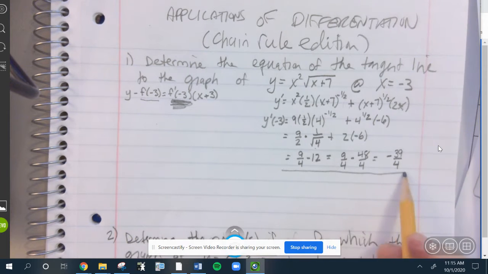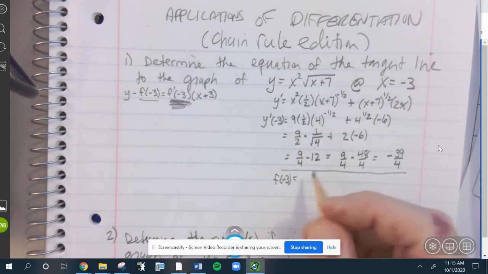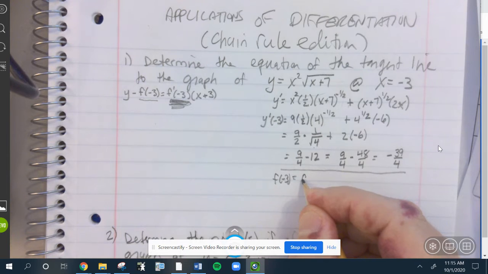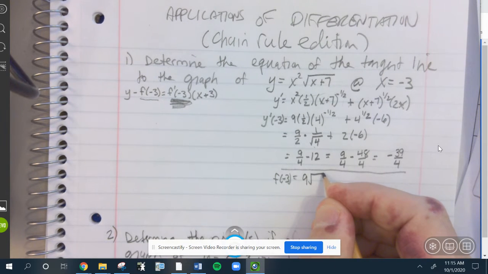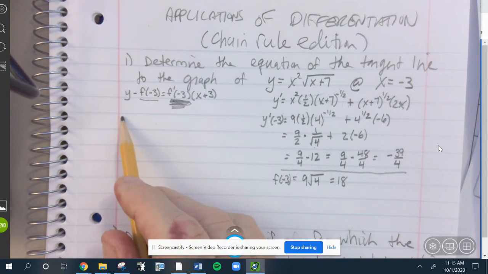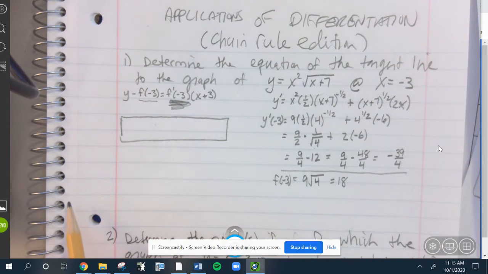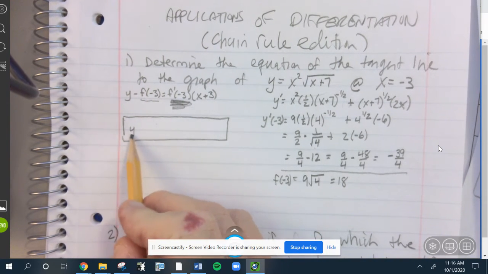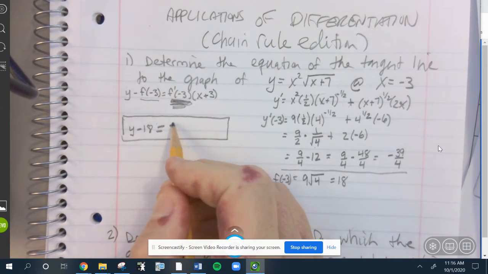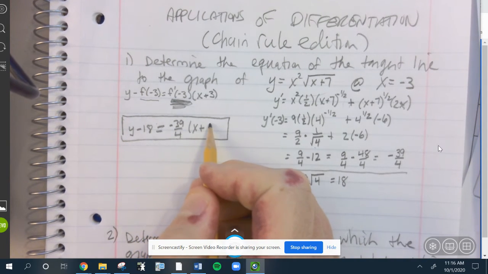So we have found that. The other thing we have to find is f of negative 3. That's usually easiest. F of negative 3 is just plug it into the original function, negative 3 squared, which is 9, times the square root of negative 3 plus 7, which is 4, which equals 18. Therefore, the final answer, at least before we check it, is y minus 18 equals negative 39 over 4 times x plus 3.